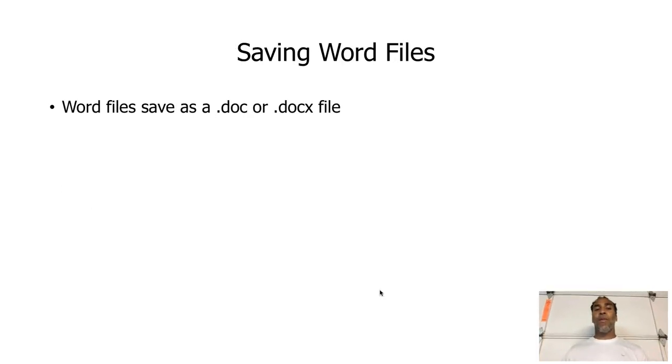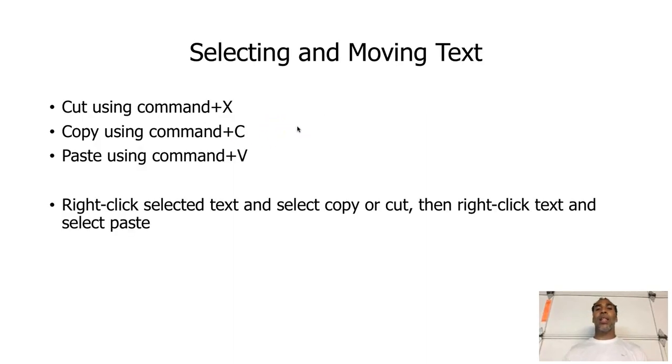If you want to save Word files, you see the few things at the end of it. You see Word files saved as a .doc or .docx file. Simple as that. So we want to select and move text, and there'll always be keystrokes and key commands that match things that you do with your mouse. So you can always cut using Command X, and it says copy using Command plus C.